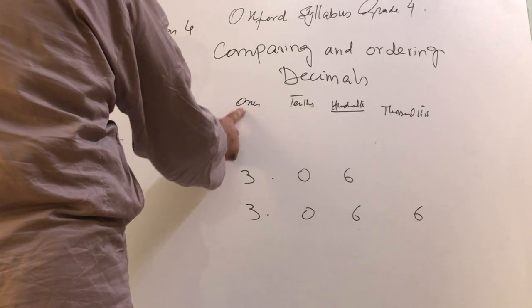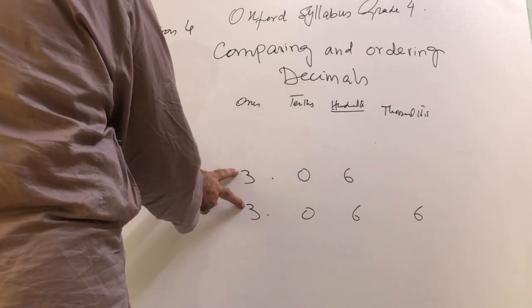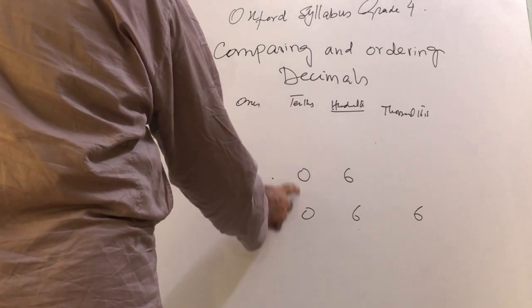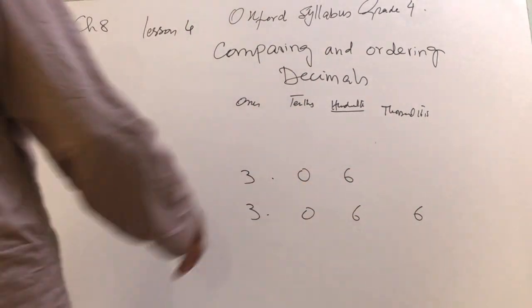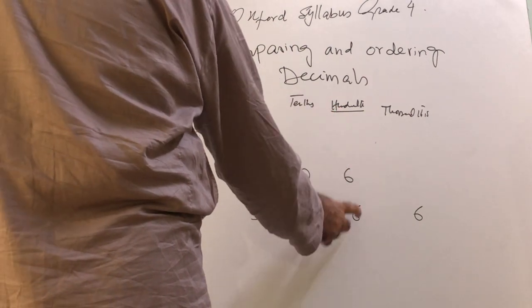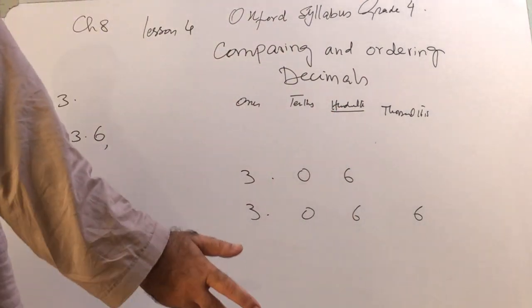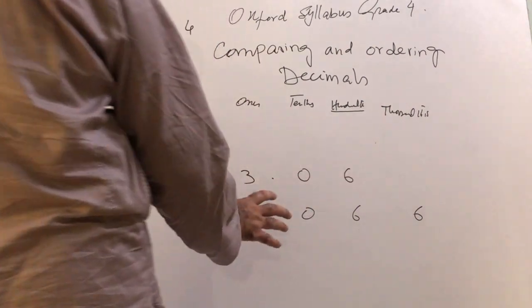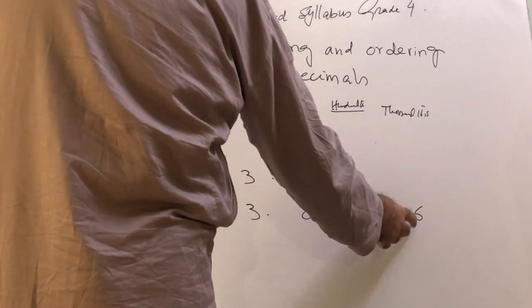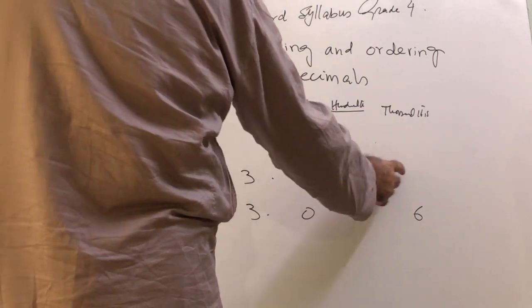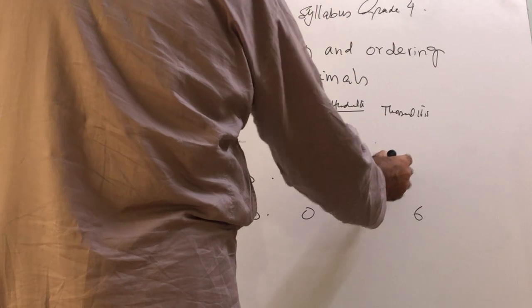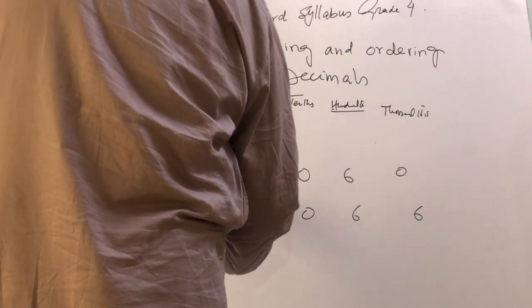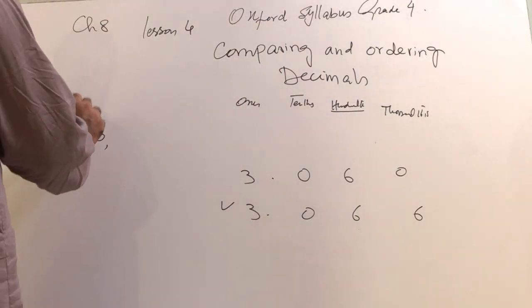Again, we see this one's position 3, 3 is the same. We cannot decide. When we go to 10th position, 0 is the same. We cannot decide. When we move ahead to 100th place, 6, 6 are the same, equal. We cannot decide. 3 equal to 3, 0 equal to 0, 6 is equal to 6. We cannot decide. When we move ahead, we see that here we have nothing. If there is nothing here, we can say it is 0. Okay. So when we compare, it is 0, it is 6. So it means this one is bigger than this. So we will say this is the biggest one.